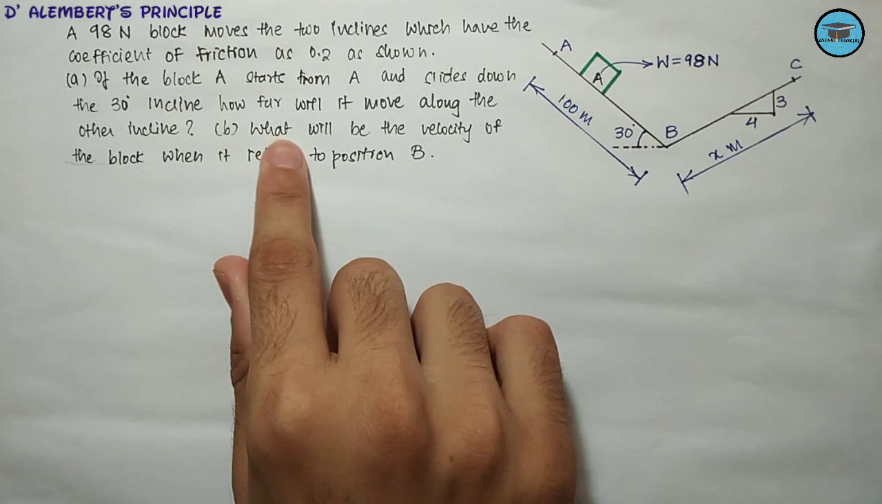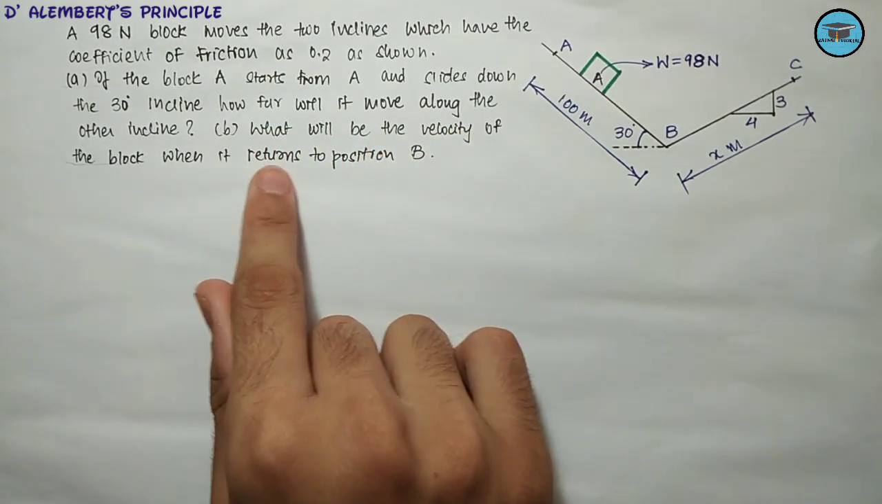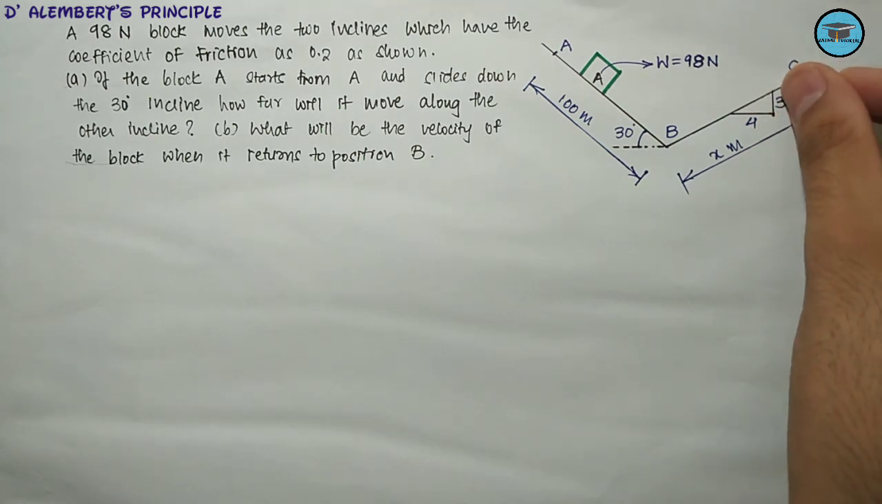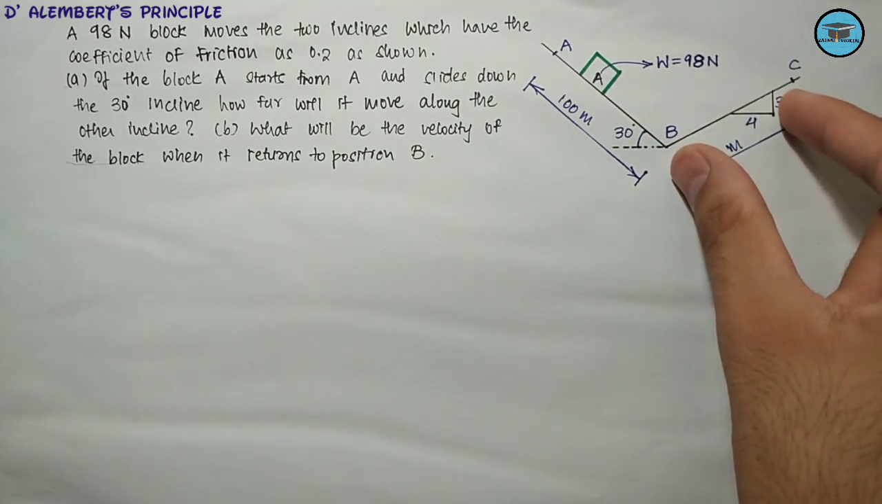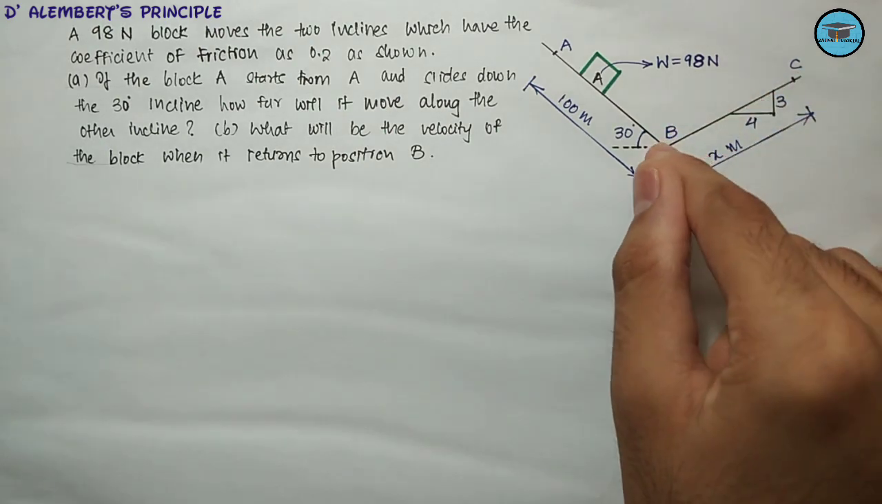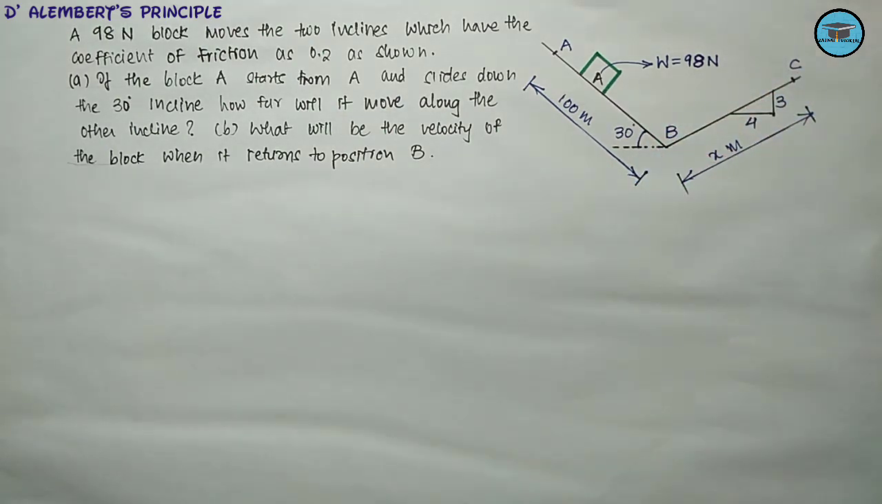The next question is the velocity of the block when it returns to the position B, meaning after traveling the maximum distance it will travel back. Then we need to determine the velocity at the point B.